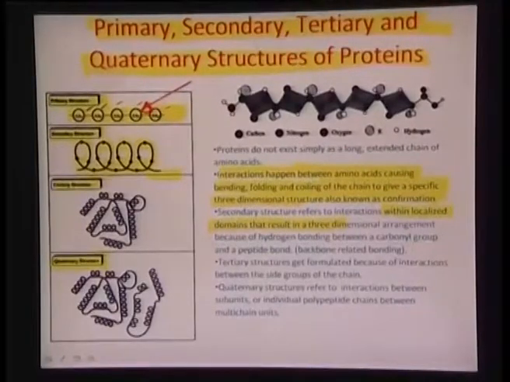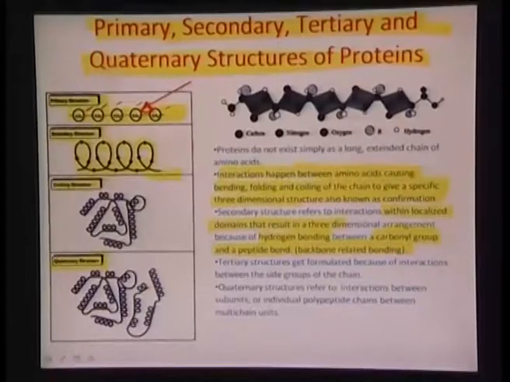So, because of the presence of hydrogen bonding, and particularly because there is a carbonyl group and a peptide bond. In between the protein backbone itself there is a lot of bonding because of these two moieties: the peptide bond on one side, and maybe the carbonyl group on the other side. So secondary structure is kind of coiling like this.